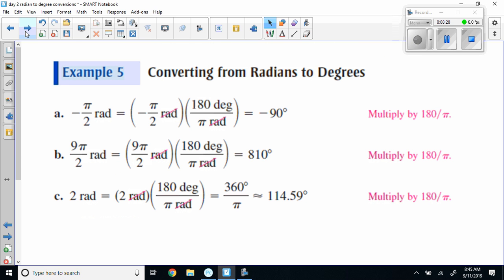Did you go, the pi's do what? What do the pi's do? The pi's actually cancel out too, right? So that's really negative 1 times 180 divided by what? 2. They left out this, right? 9 times 180 divided by 2, right?